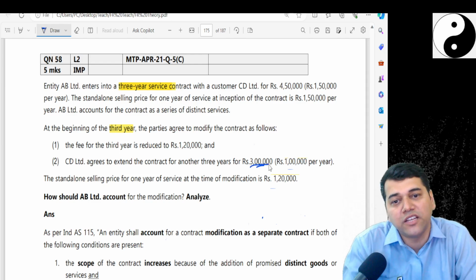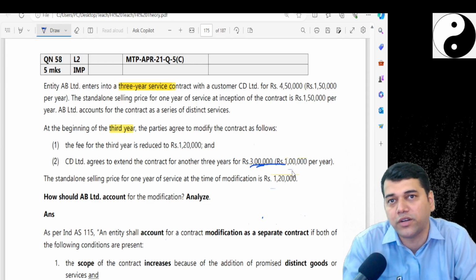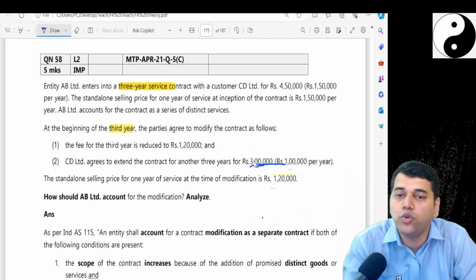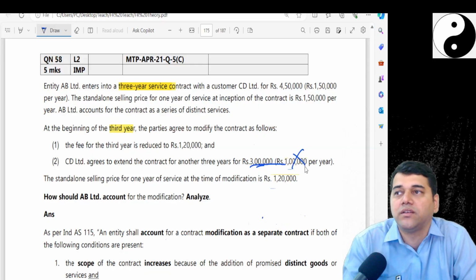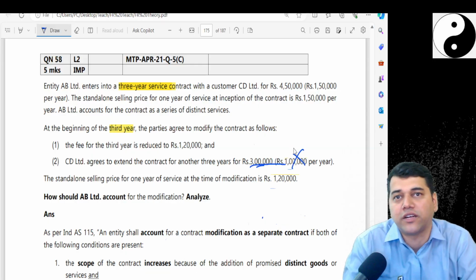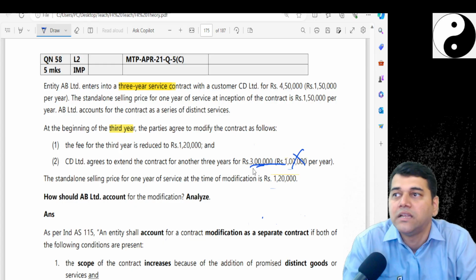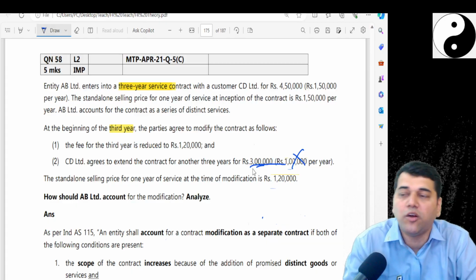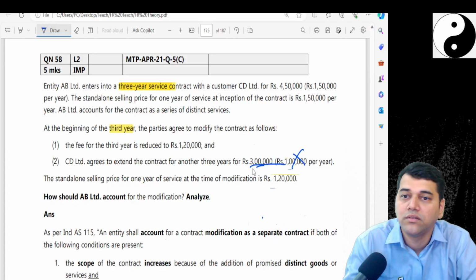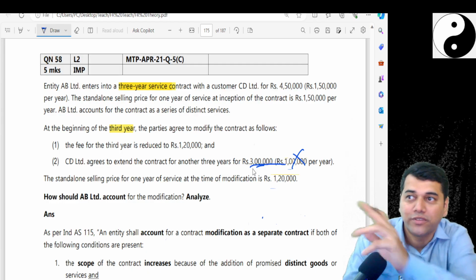If only the second thing was given, will you treat it as a separate contract? No, because you added new, but the price is not SSP. So you should have added it with the existing contract. Terminate existing and create new. And when you are terminating existing, how much is left in the old? 1 lakh 50, because the third year price was 1 lakh 50.